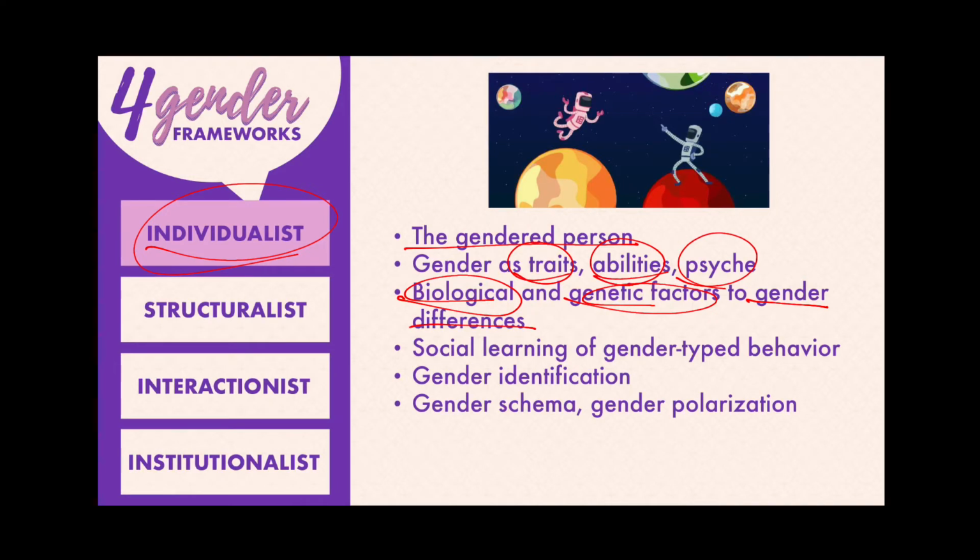Also, the individualist framework of looking at gender supports the social learning approach towards developing gender-typed behavior. This argues that children come to identify and endorse stereotypes related to gender because they are rewarded for gender-typed behavior and or because they observe such behavior in the world around them. So again, first is they are rewarded for engaging in gender-typed behavior.